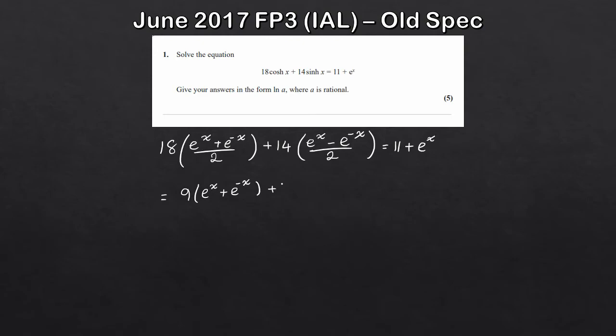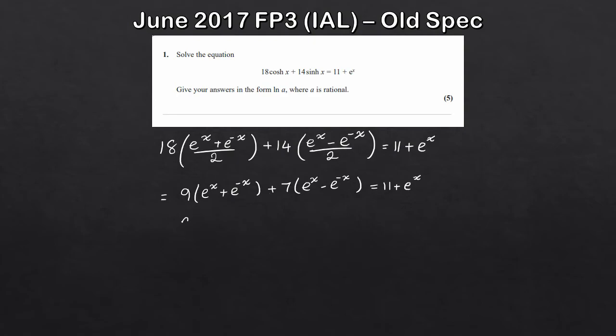And this will be 7 lots of this, and this is equal to 11 plus e to the x. Okay. Well, now I can just expand these terms and then start rearranging, make it equal to 0, and then we can just solve it by factorising.